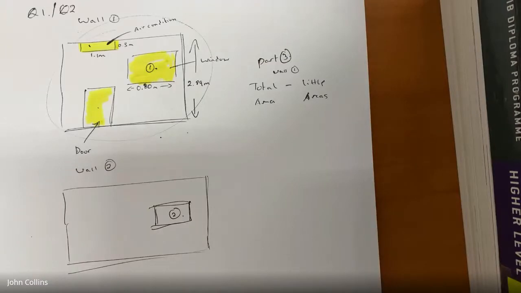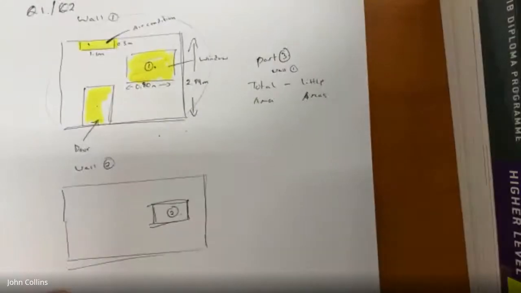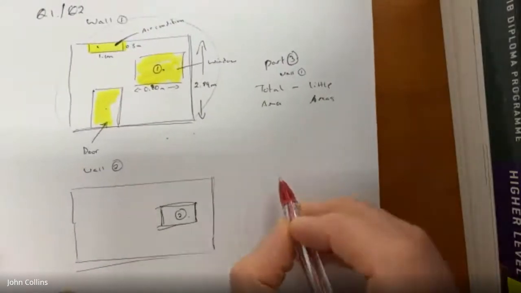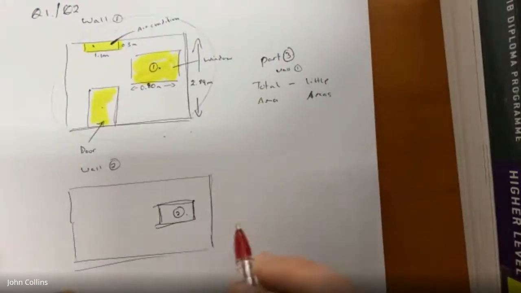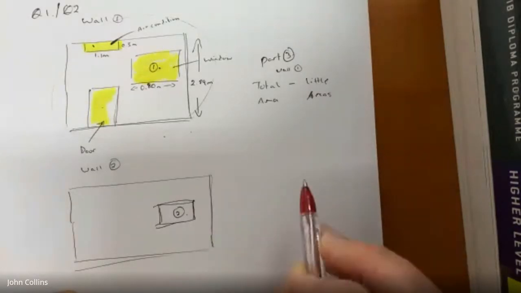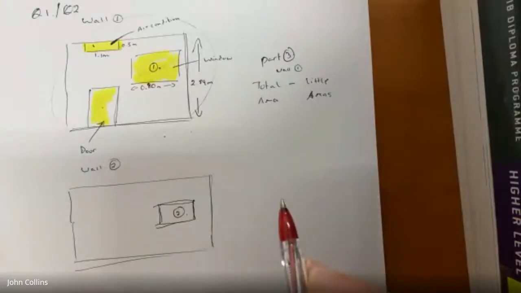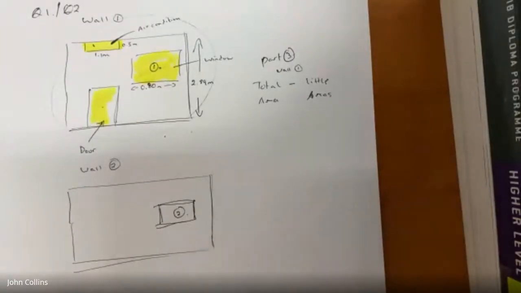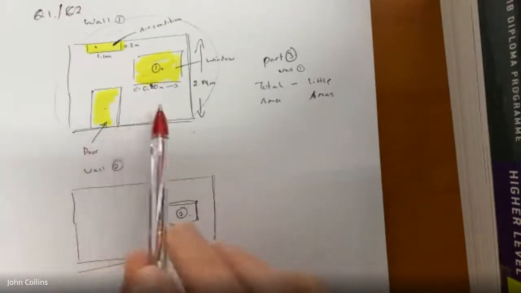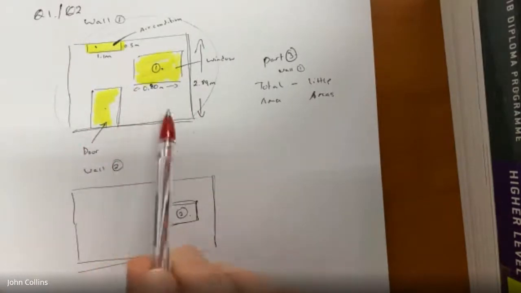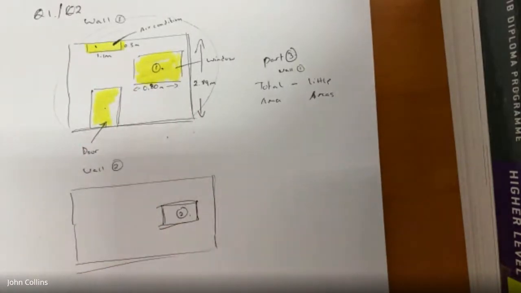For part 4 and 5, I'll help a little bit more on Thursday, but part 4 is once you have the area, you need to find out how many tins will cover it. And for part 4, you're going to have to think about conversion. So if you've used meters in this, that's fine, but if you use centimeters, you're going to have to convert your area into centimeters before you divide.